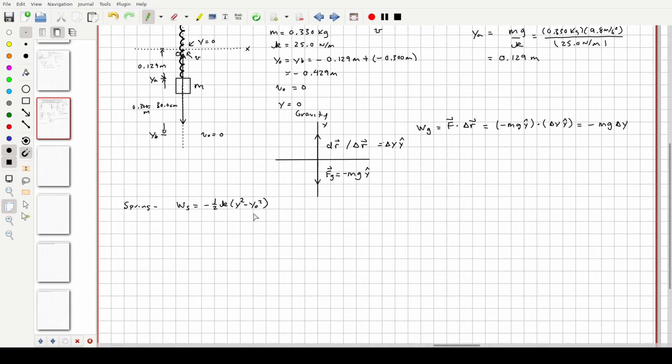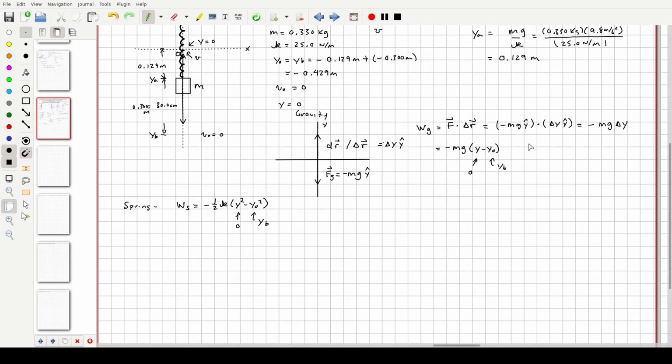Okay, now y naught here is our initial position. This is going to be, remember, y sub b. And this right here is going to be 0. Just like over here, if I were to take my work here and expand it out, this right here is y sub b. And this right here is 0.